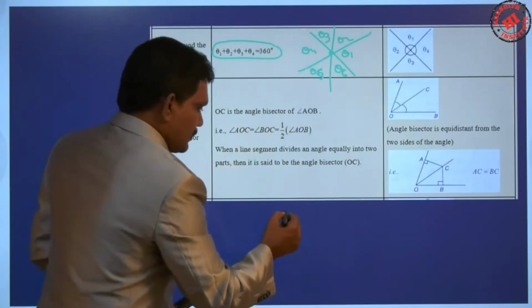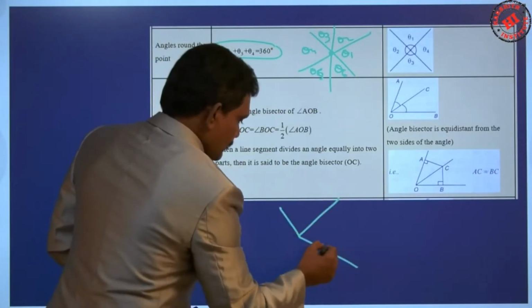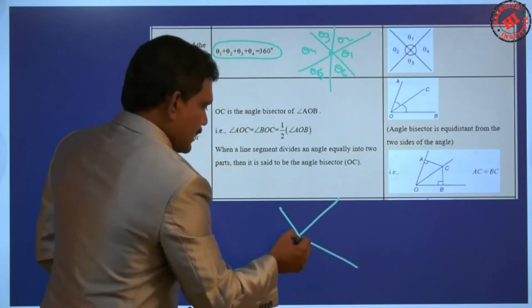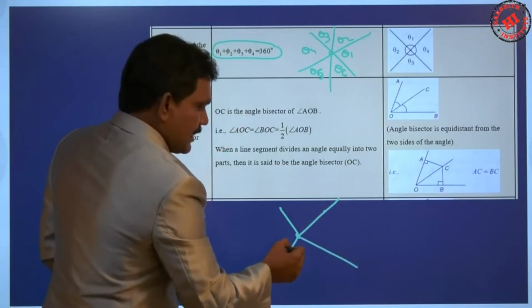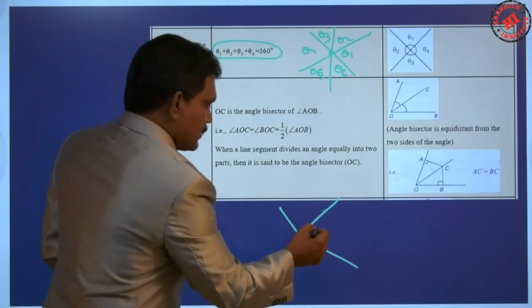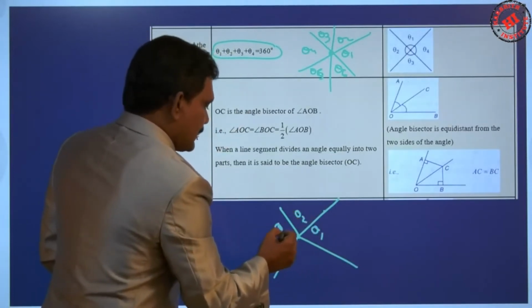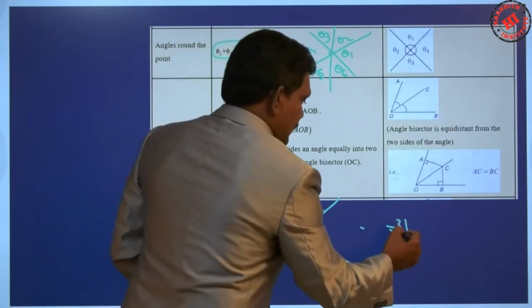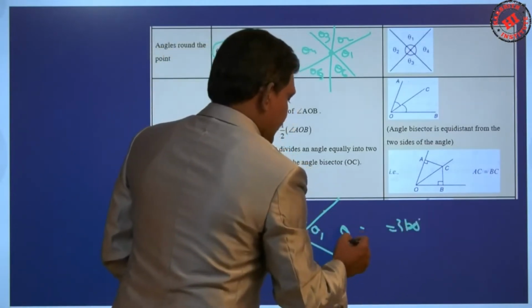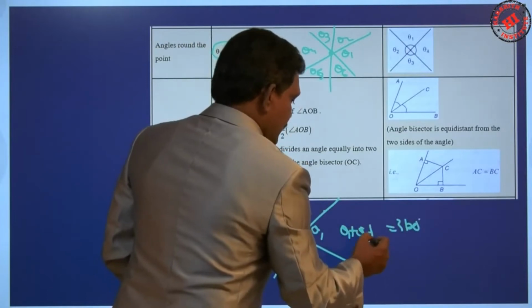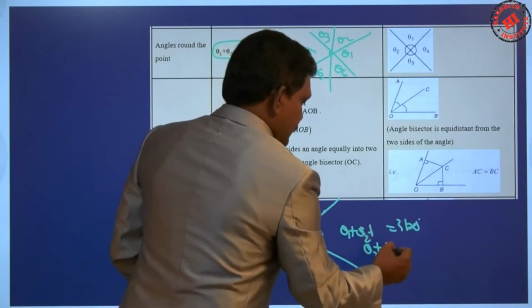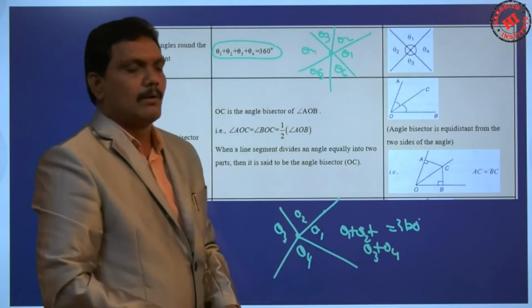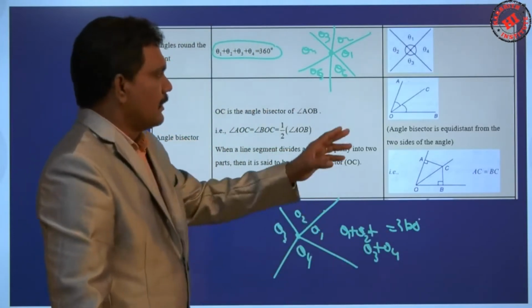However, diagrams like this, right, this is the point. Here these are not two straight lines, they are different. So theta 1 plus theta 2 plus theta 3 plus theta 4, the sum of all the angles is equal to 360 degrees.